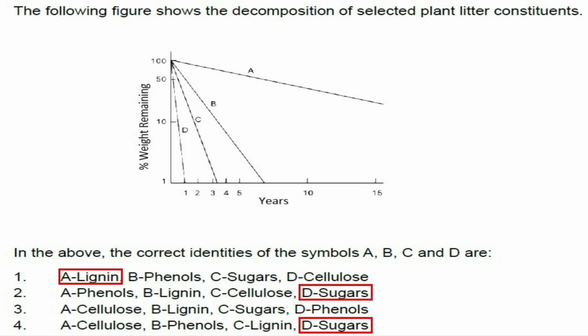So this creates an issue that ideally there should be an option that has A as lignin and D as sugars, but we don't have that. Now, since lignin is the most difficult to degrade, if you are presented with such a question, then I think you should go with option A, option 1.